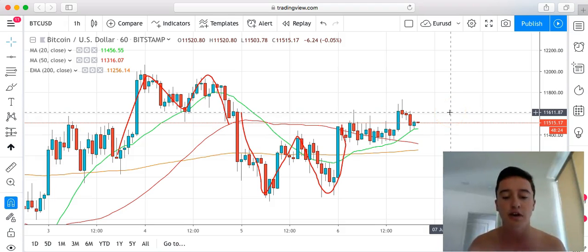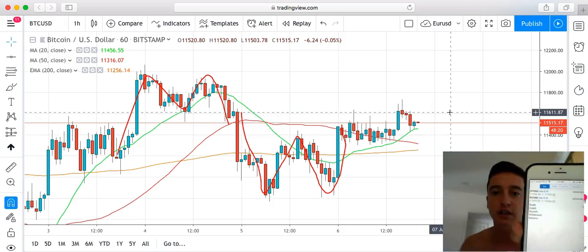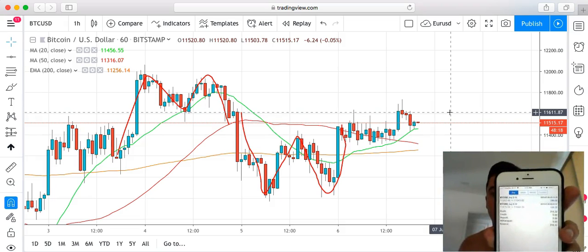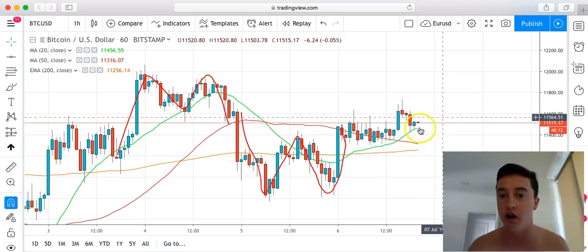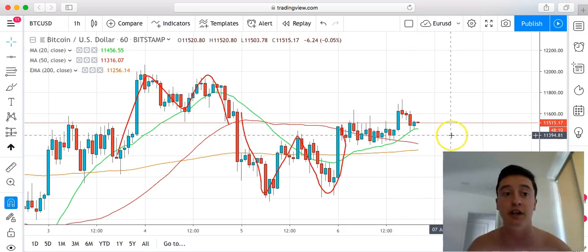My team, we caught 190 pips off this setup. You guys can see I was doing a 10-cent lot right there, and I made $190 profit just on one position. So that's 190 pips right there we caught just on this setup on Bitcoin right here.